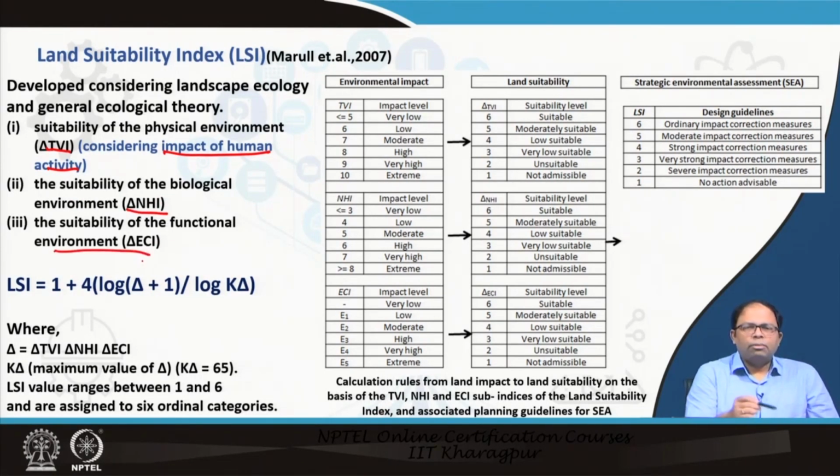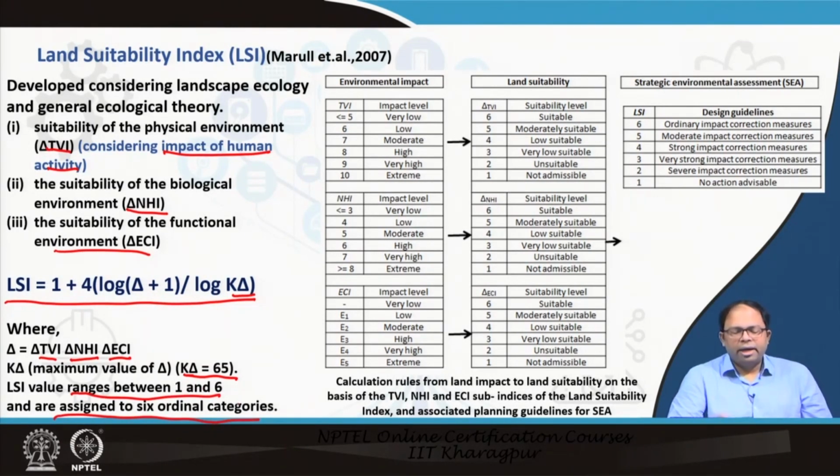We will talk about this in detail later. And combining all these 3 indexes is actually done through this particular formula, where LSI is the land suitability index, and delta is of course the change in TVI, NHI and ECI, and K delta is basically the maximum value that is possible for change, that is over here it has been fixed at 65, and the scores that come from this index range from 1 to 6, and these are assigned to 6 ordinal categories of suitability, right.